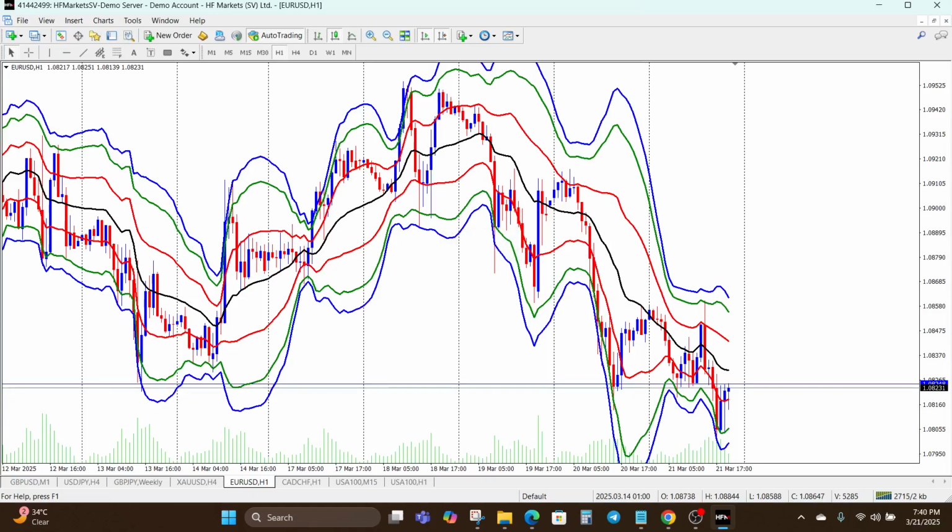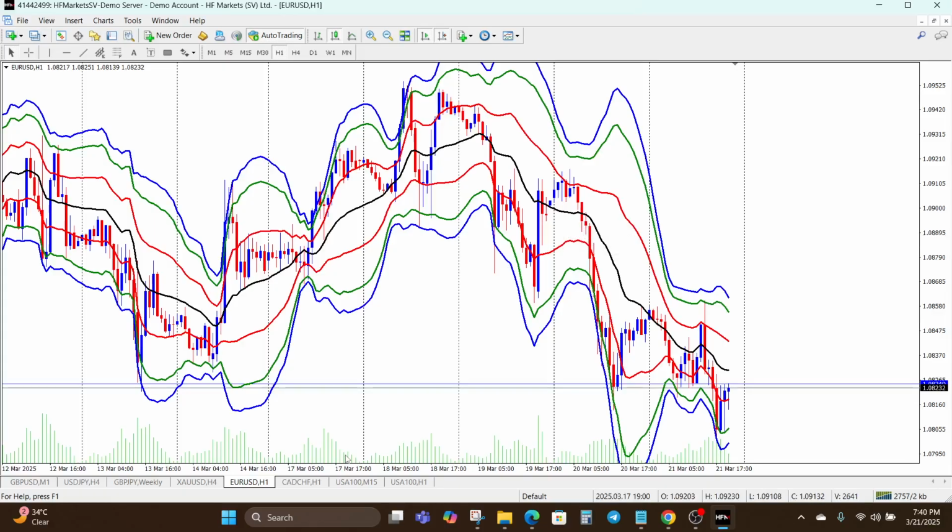So as you can see, the VWAP bands indicator consists of a midline, which represents the volume weighted average price, which is the fair value of the asset that you're trading. Then it also has upper and lower bands, which are calculated using standard deviation from the VWAP line.